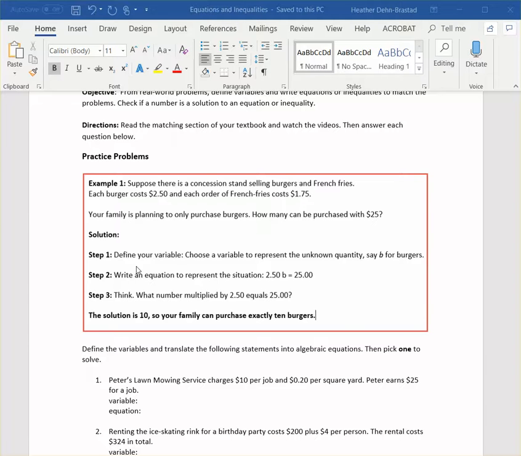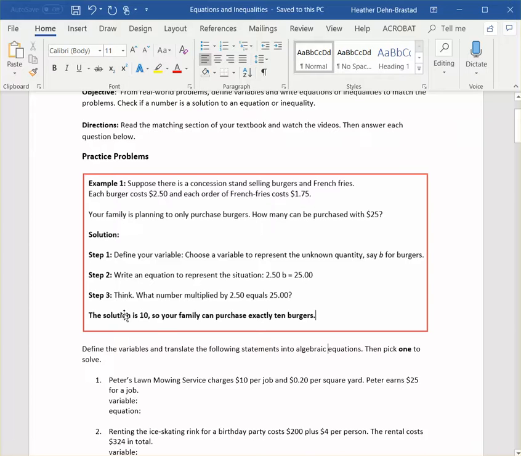That's defining your variable. Now we're going to do step 2, which is to write an equation to represent the situation. Every burger costs $2.50. It says it right here. So if every burger is $2.50, then we can write an equation that is $2.50 times B will be equal to the total that we're going to spend, which is $25.